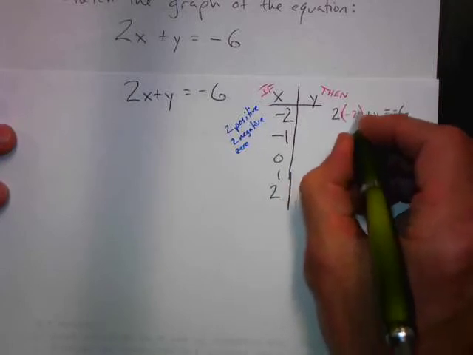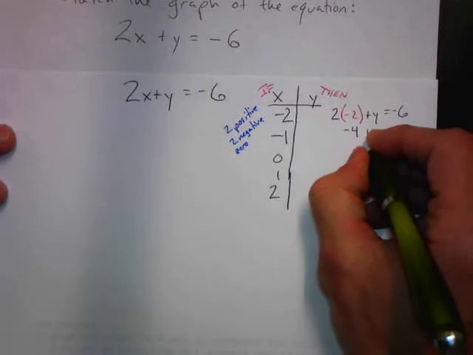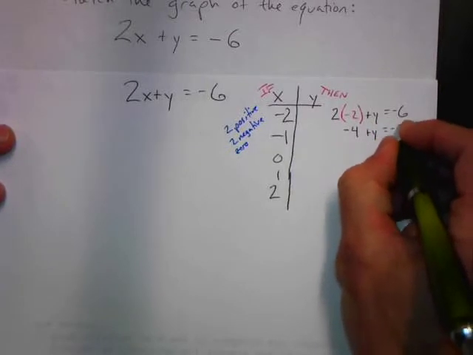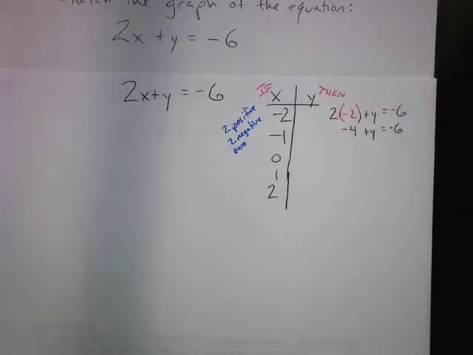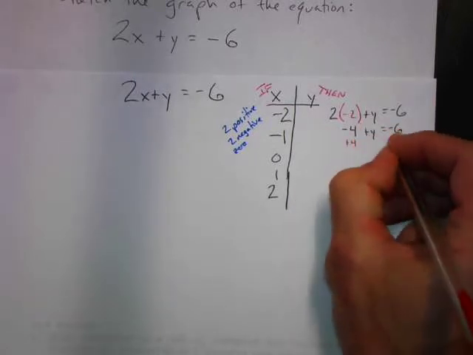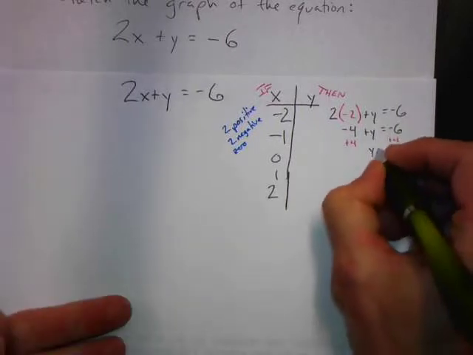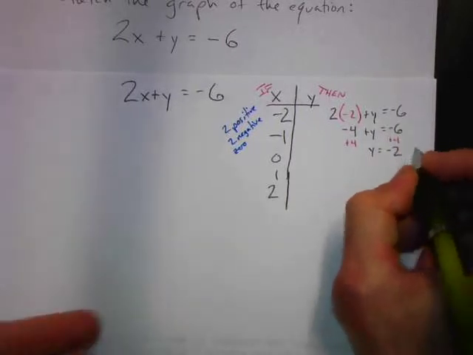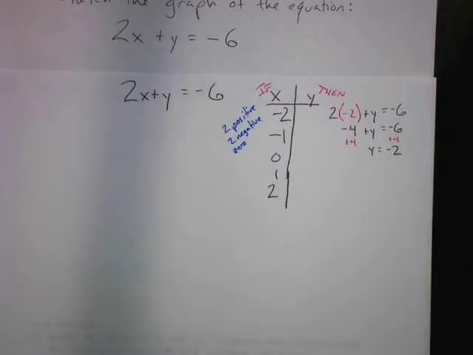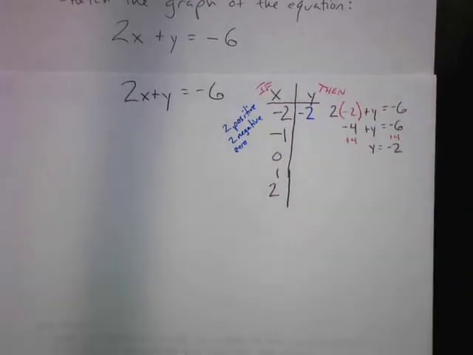So first we crunch some numbers. 2 times -2, of course, is -4. And there's our plus y. And that would equal -6. And to find out what y is, we undo our -4 with a +4. And we find out y is going to be -2. So if x is -2, then y is also -2.